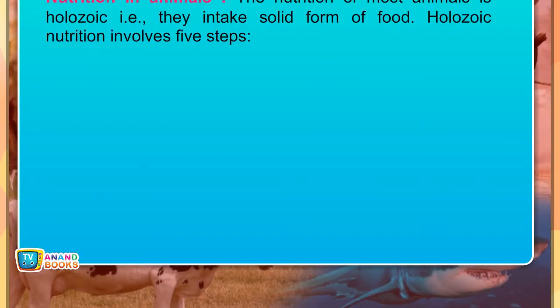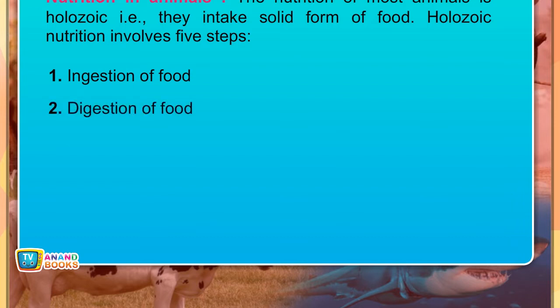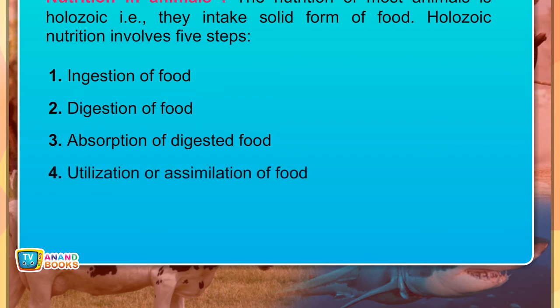Nutrition in animals. The nutrition of most animals is holozoic, that is, they intake solid form of food. Holozoic nutrition involves 5 steps. Number 1. Ingestion of food. 2. Digestion of food. 3. Absorption of digested food. 4. Utilization or assimilation of food. 5. Ejection of food.